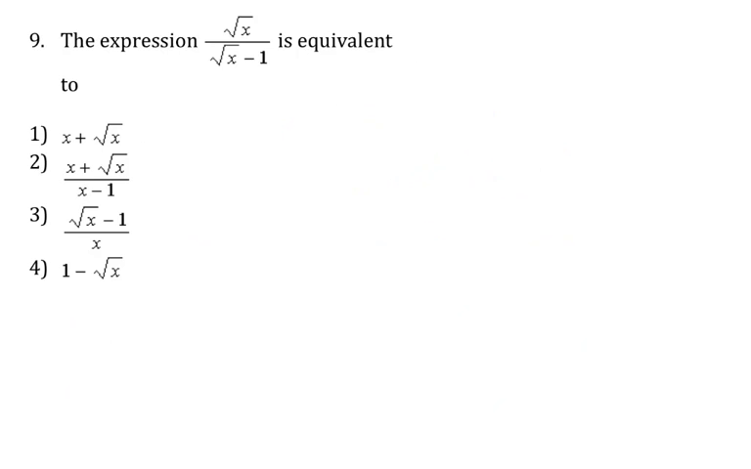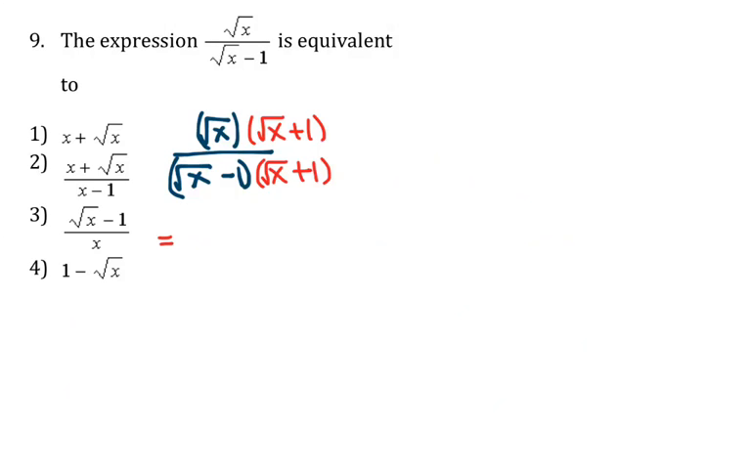Alright, number 9. We realize that the denominator has 2 terms. In that case, we have to multiply top and bottom by its conjugate to rationalize the denominator. Then here we have square root of x over square root of x minus 1. Then we have to multiply top and bottom by square root of x plus 1. It's the same thing as the denominator except the sign in the middle. So square root of x plus 1.